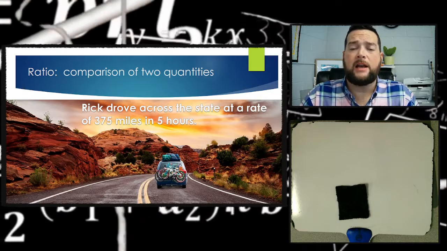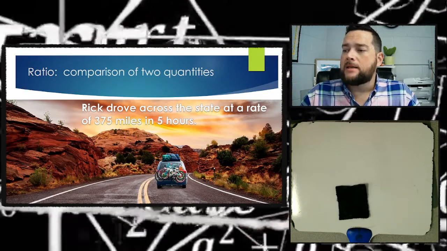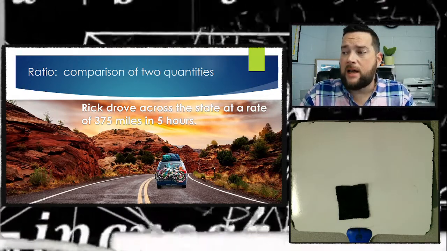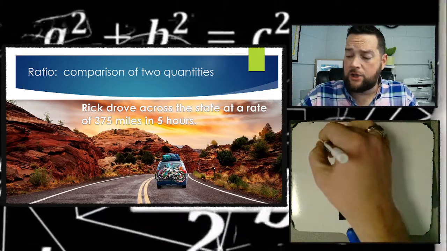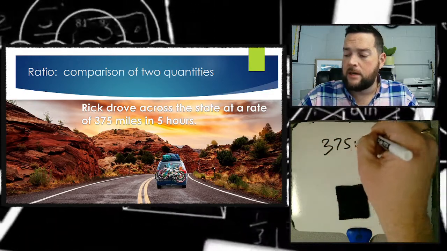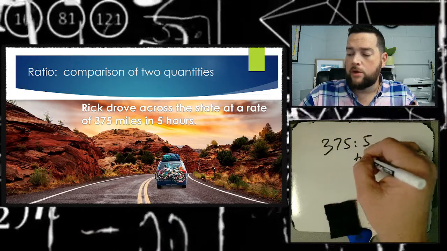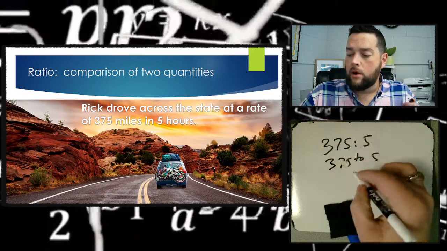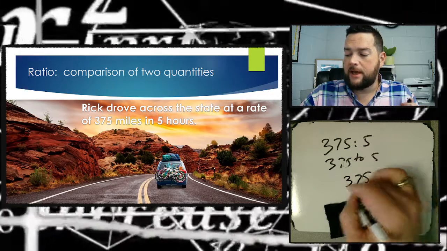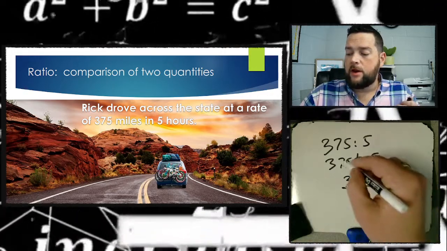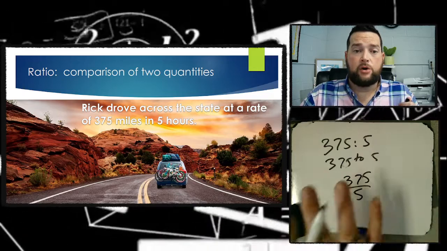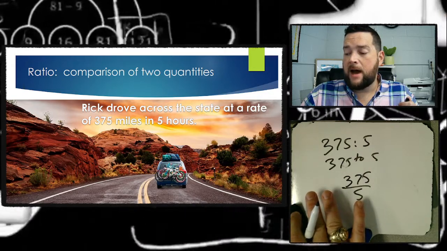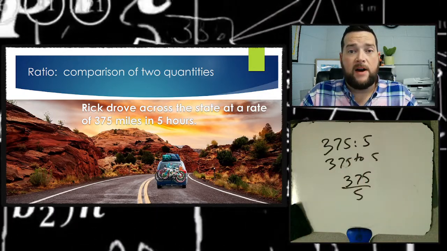It's a special kind of ratio. All right, so again, these two numbers have a connection. If you wanted to write that as a ratio, you could do it three different ways, just like that, with the word to, with a colon, or as a fraction, just like that. So that's three different ways to write the ratio 375 miles to 5 hours.